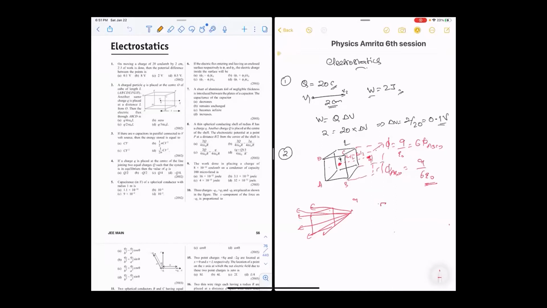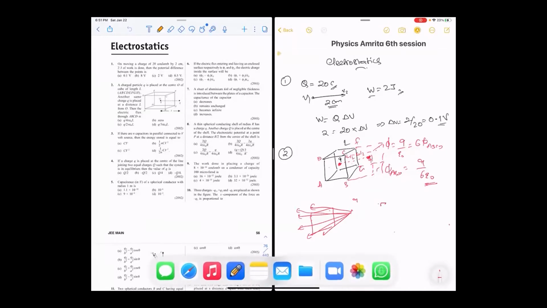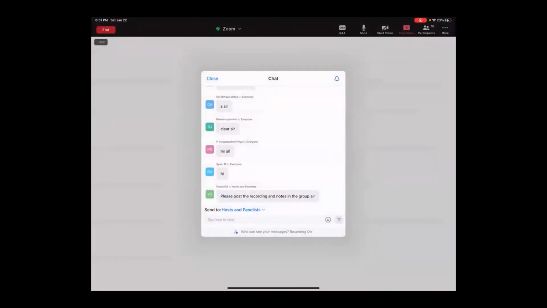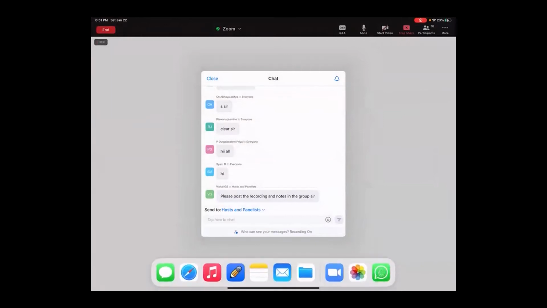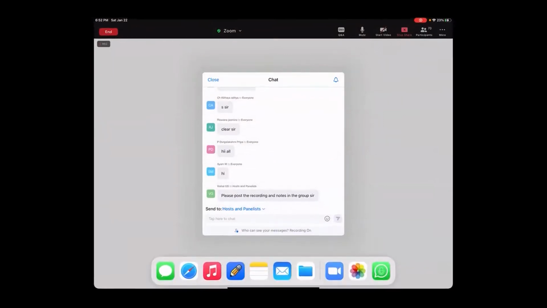So due to this cube, how much will be going through this ABCD? Are you able to understand till here? Again, don't tell me at the end that you are not able to understand. So if you have anything, just let me know now.